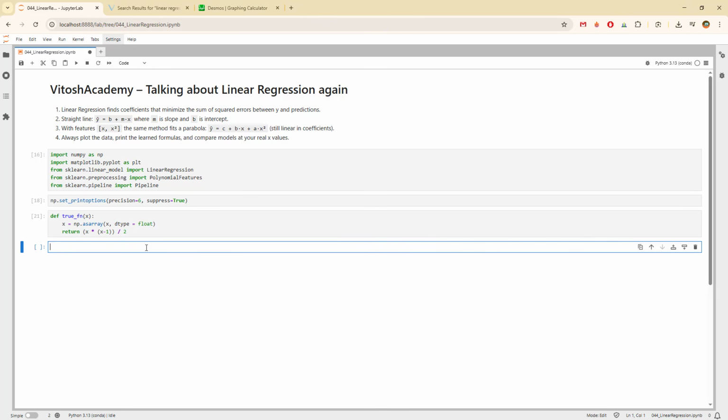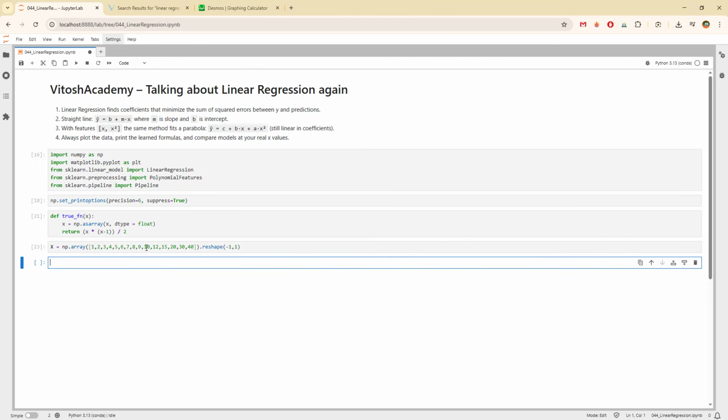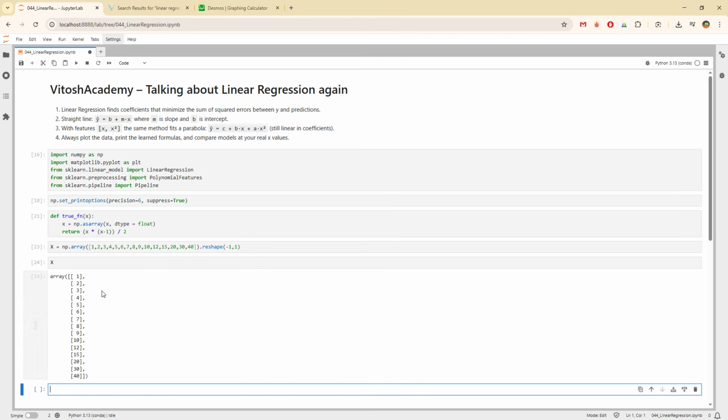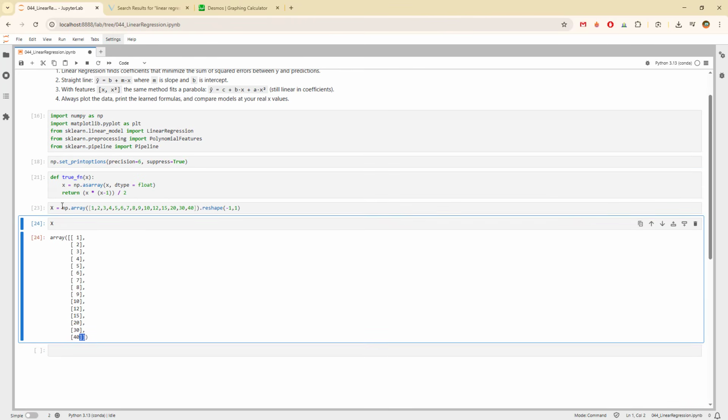Let's give the arrays. Our arrays would be np.array, and I'll be using pretty much 1, 2, 3, 4, 5, 6, 7, 8, 9, 10, then 12, 15, 20, 30. Let's put 40 as well. Dot reshape minus 1, 1. What did this give us? This gave us np.array in a nice shape. Yeah, see the shape here.